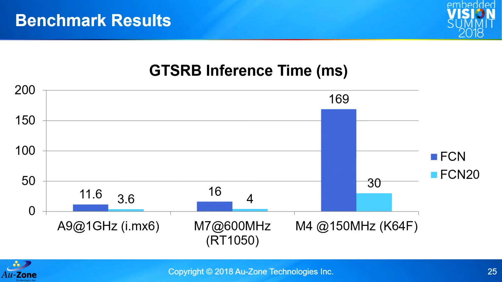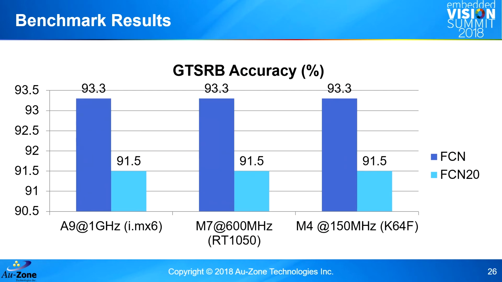So you can see the original fully convolutional network that I picked, the FCN network, takes about 170 milliseconds to run on this design on the M4 controller. And then the optimized version takes about 30 milliseconds to run. So fairly reasonable results for this size of network. Looking at the accuracy across the different platforms, we get equivalent accuracy, which we'd expect because the inference engine running on the devices is binary compatible.